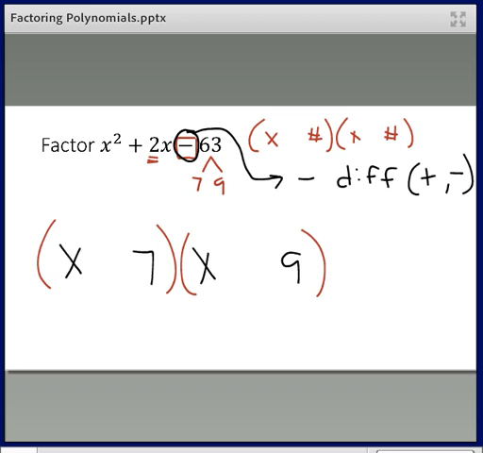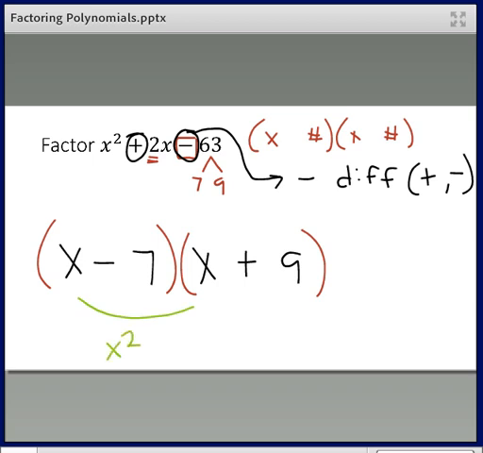Now, how do I determine that? I look right here. That sign goes in front of the larger of the two factors. Since 9 is bigger than 7, I'm going to put a plus sign right there and a minus sign right there. And remember, don't be afraid to check your work here.